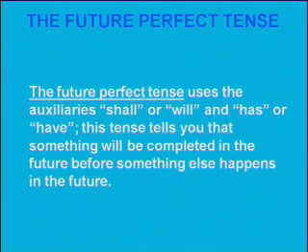Right, so what are we talking about? We're talking about something in the future. But we are saying that one thing will happen in the future, but something else has to have happened first. So two things in the future, one will be completed, and then the next thing will happen. So the future, but perfect. And we said perfect meant completed. So completed in the future before you expect something else to happen.